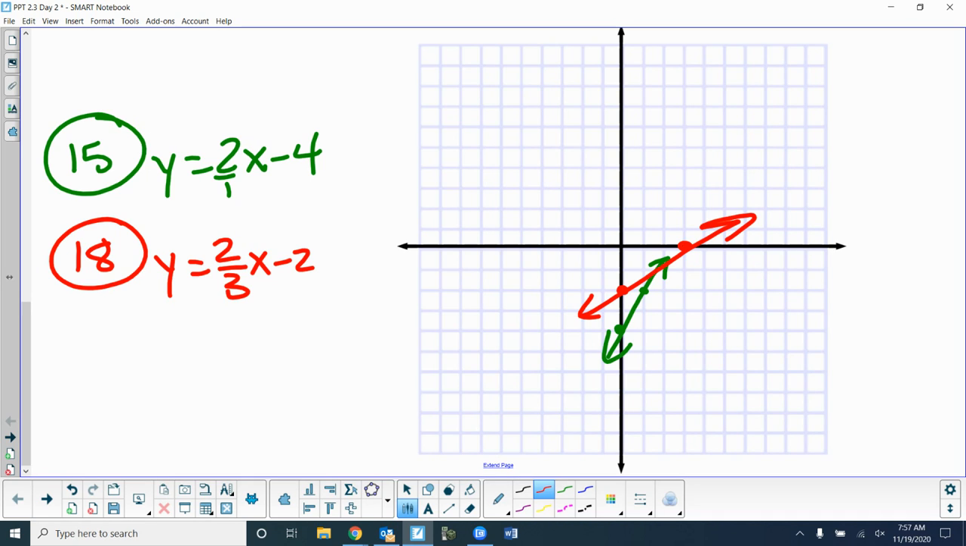Okay? And again, you still have a calculator that can do it for you if you really need that. 24, or 21 and 24, again, we're just graphs, so you should be able to do that. 27, you were supposed to write the equation.